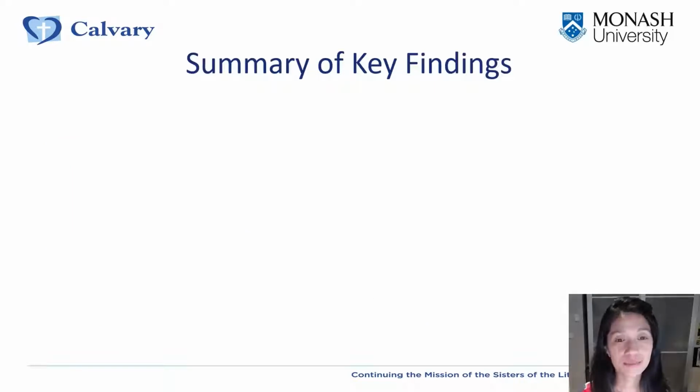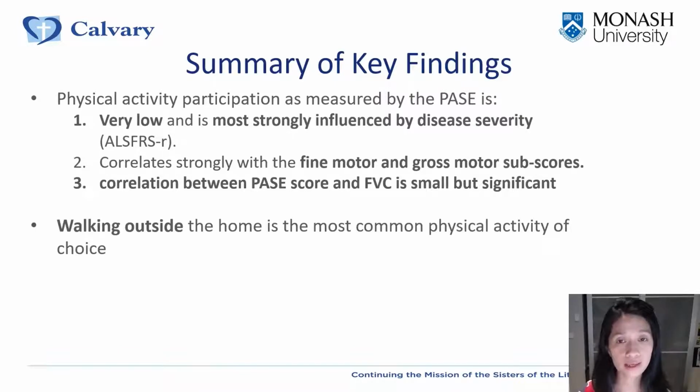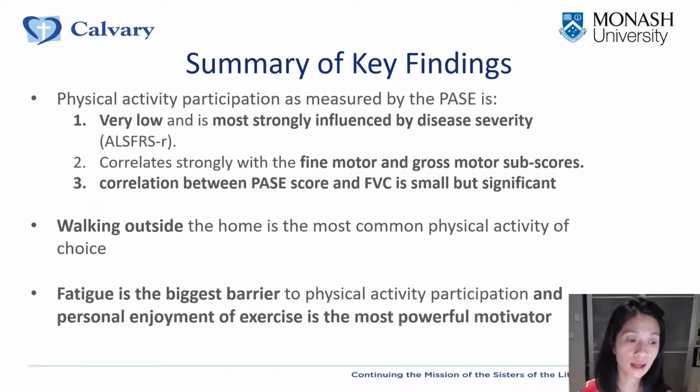So in summary, our study showed that physical activity participation as measured by the PASE is very low, and it is most strongly influenced by disease severity as measured by the ALS-FRS. It correlates well with the fine motor and the gross motor subscores of the ALS-FRS, and the correlation between PASE score and FVC is small yet significant. We found that walking outside the home is the most common activity of choice for people with MND, and our participants report that fatigue is the biggest barrier to participation, while personal enjoyment of exercise is the most powerful motivator.